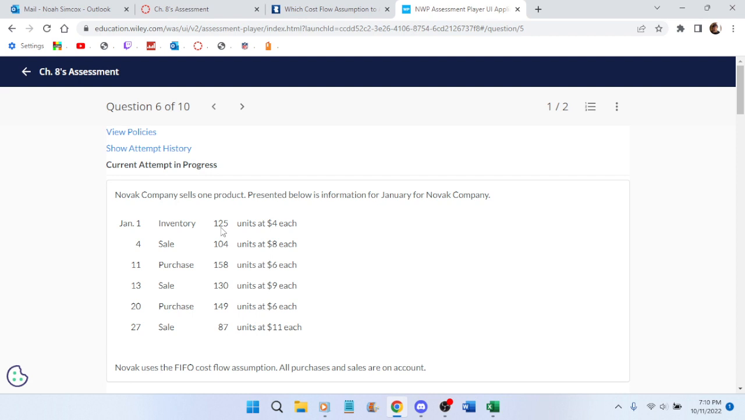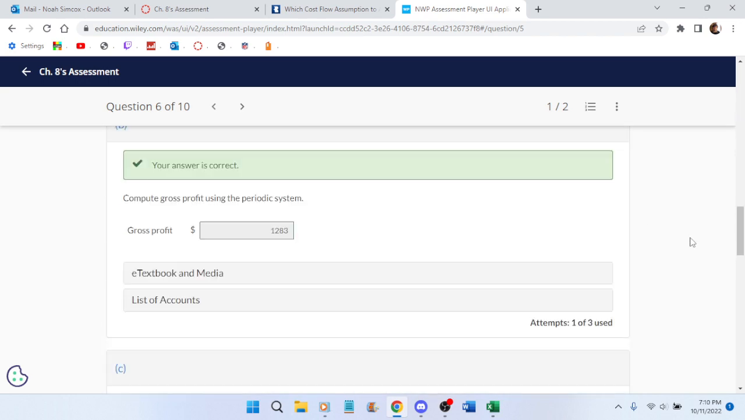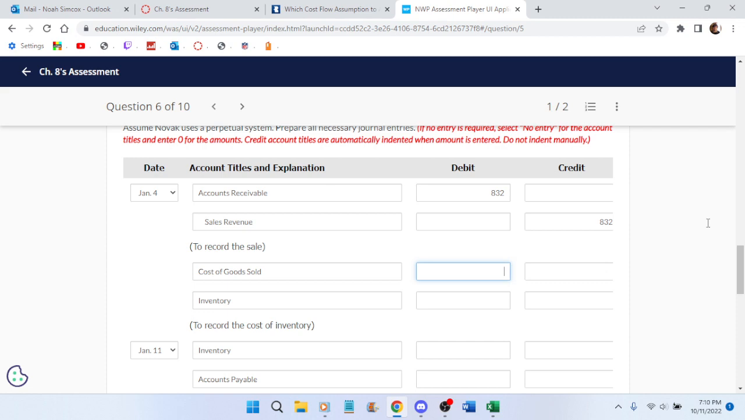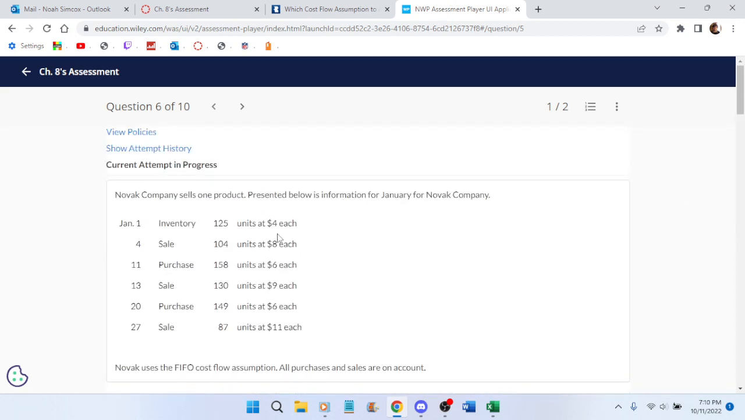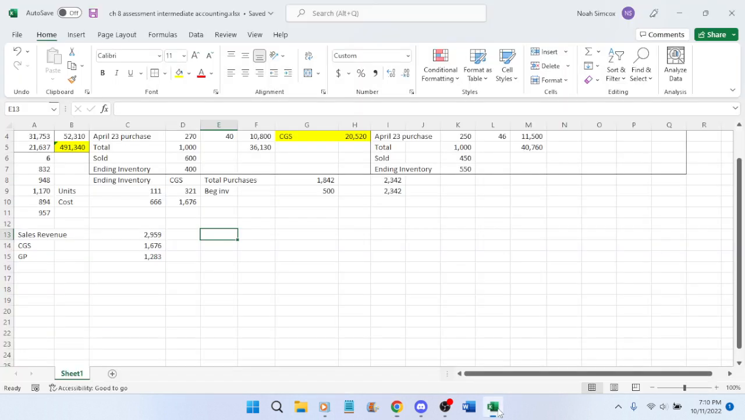So that they were sold. What we're trying to calculate right now is the cost of goods sold. The cost of these goods that were sold was $4. They were selling all of these, so 4 times the amount of units. 4 times 104. 4 times 104 should be the answer to that. So 416 should be that.